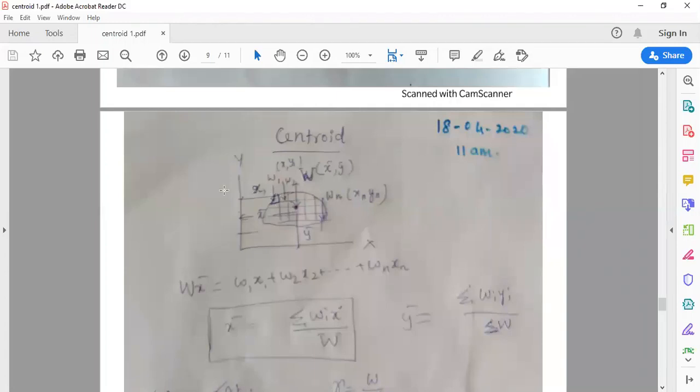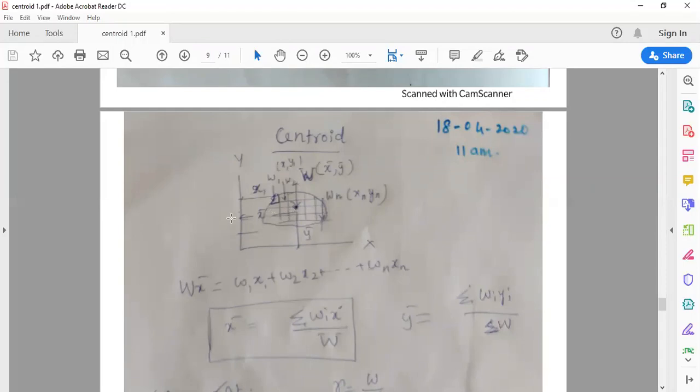Its coordinate distances are with respect to X and Y. I am placing this entire plate in the first quadrant. The distance from the Y axis is X1, and the distance from the X axis is Y1. So W1 has its coordinate distances X1, Y1. Then W2 at X2, Y2, and like that up to the last element, the nth element, Wn at Xn, Yn. W is the entire weight of the plate.